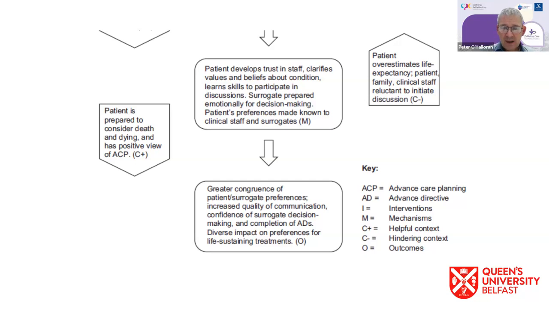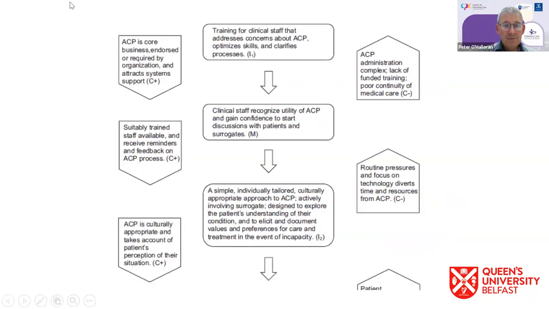Let's consider some positive aspects of the context. First of all, advanced care planning is going to work better where it's core business, where it's endorsed or required by the organization, and where it attracts system support. It's going to work better where you've got suitably trained staff available, and those staff receive reminders and feedback on the ACP process. It's going to work better when ACP is culturally appropriate and takes account of patients' perceptions of their situation.